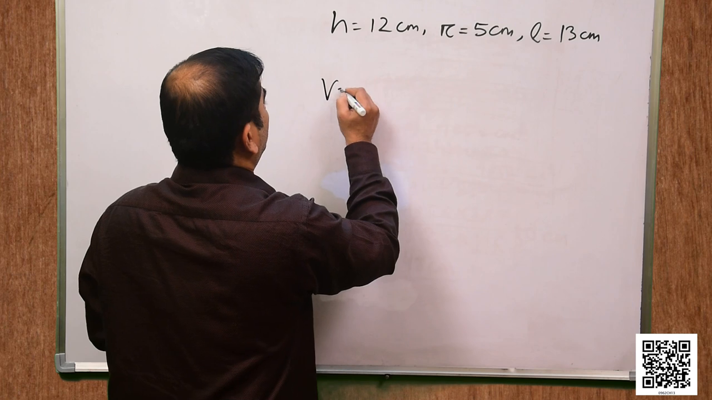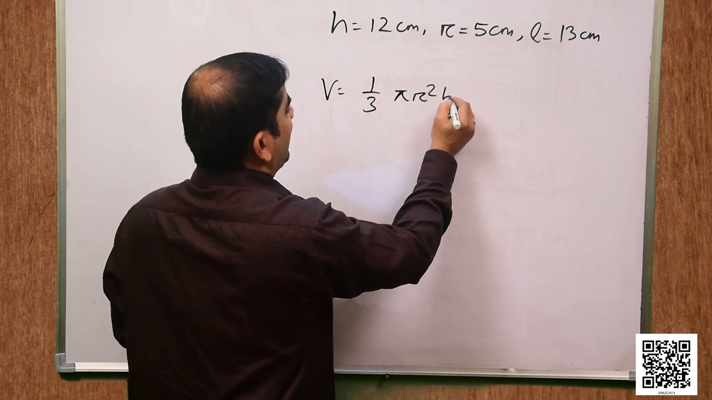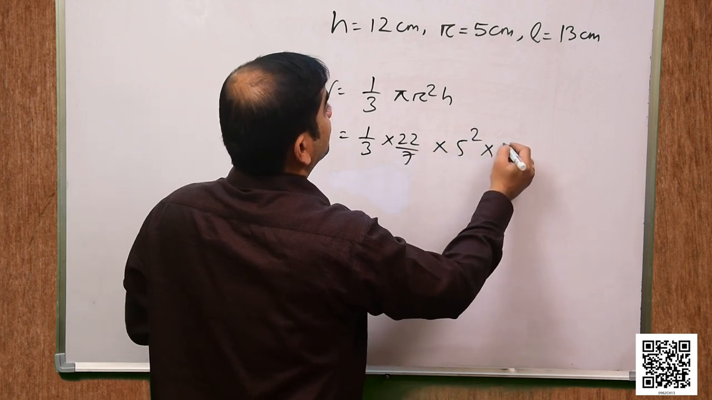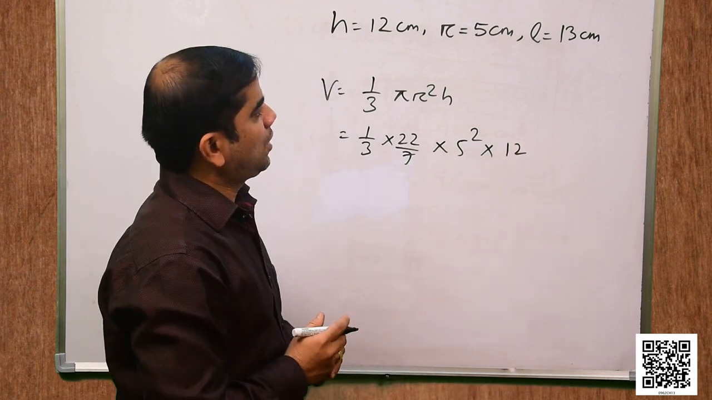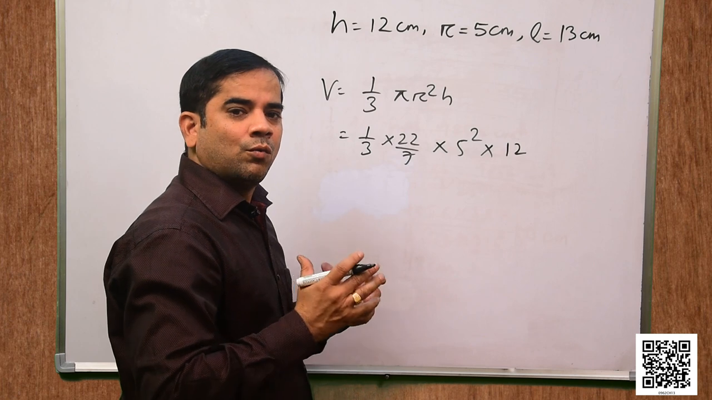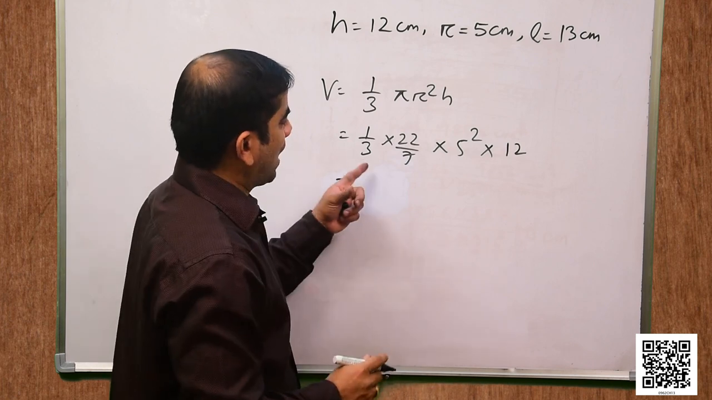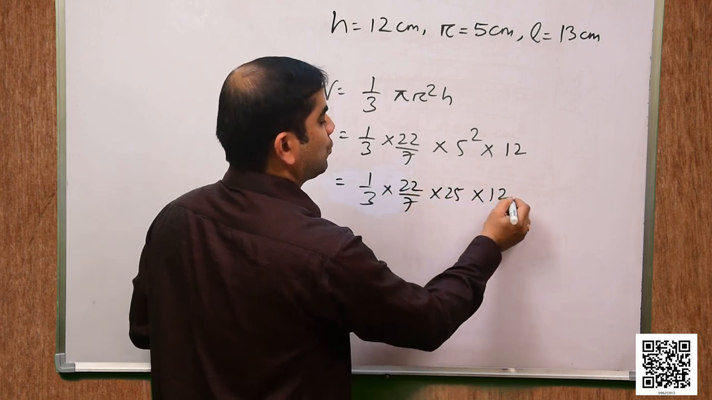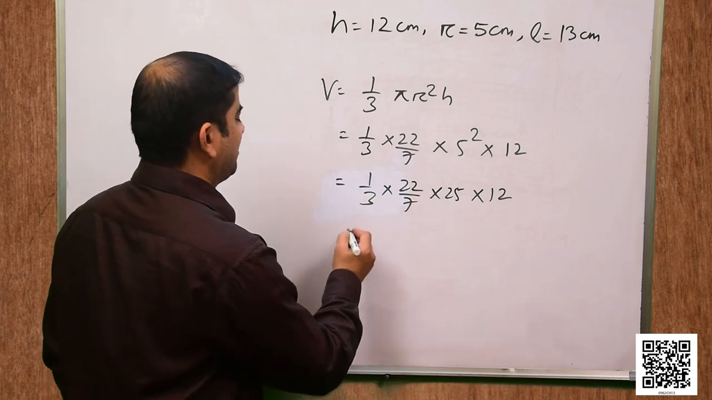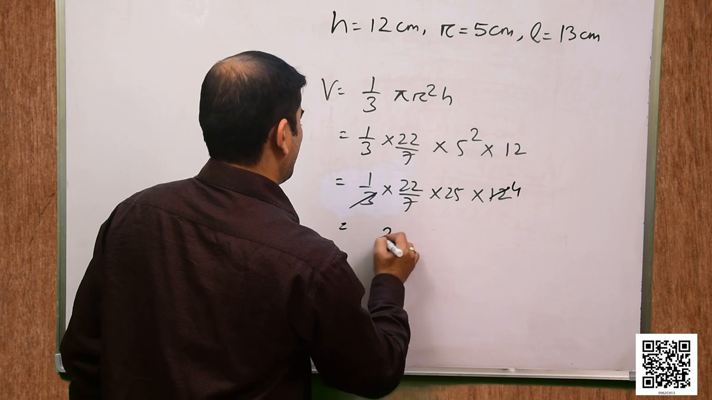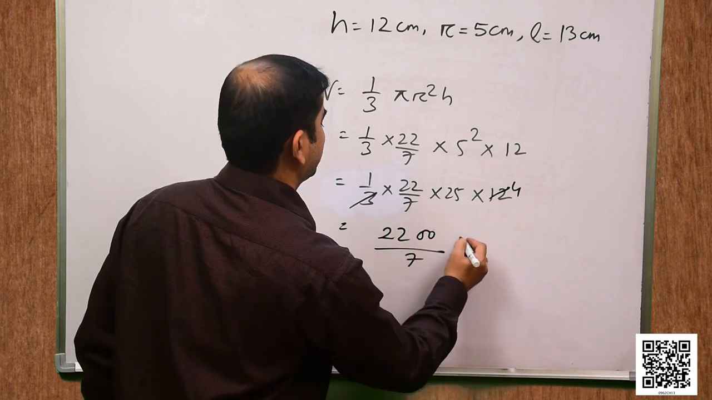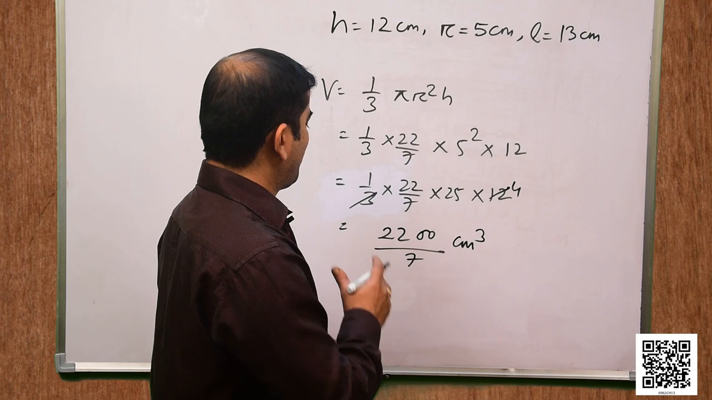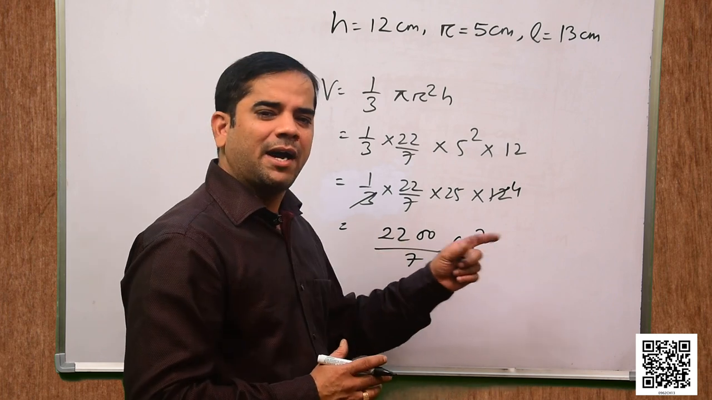Now, volume is equal to 1 by 3 pi r square h, that is 1 by 3 into 22 by 7 into 5 square into 12. So, what should we do now? That is 1 by 3 into 22 by 7 into 25 into 12. So it becomes 2200 by 7 centimeter cube. So the volume of the cone formed is 2200 by 7 centimeter cube.